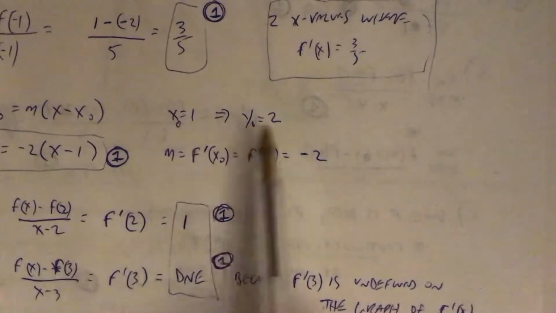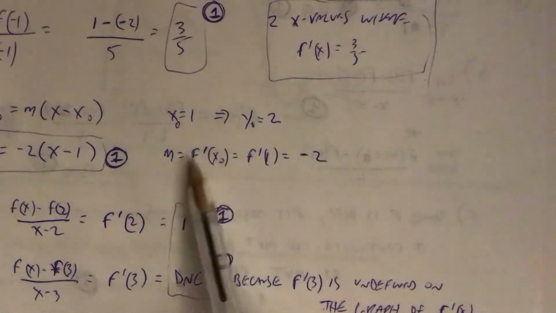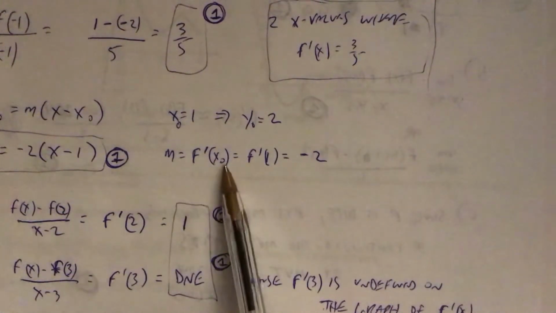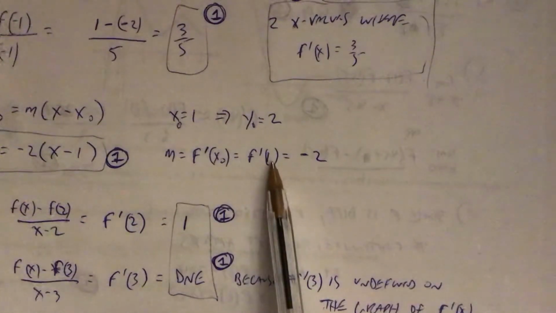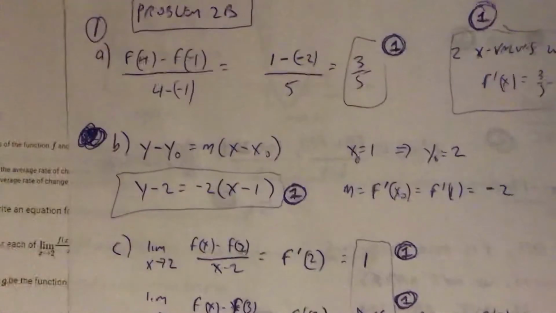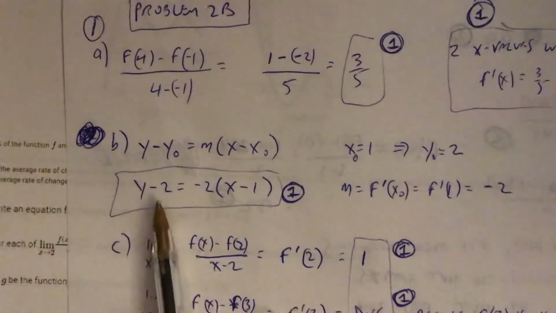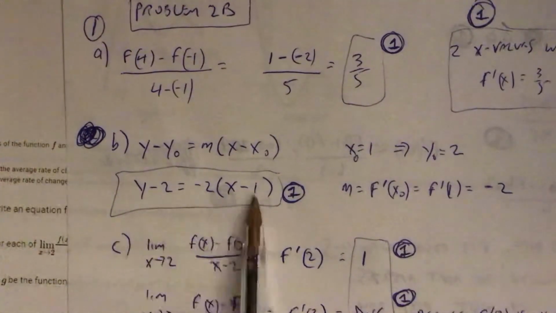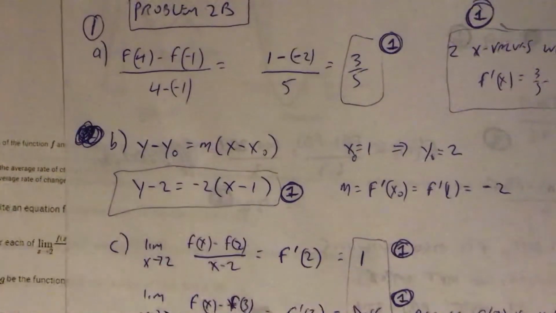So I got the point graphically, and using the graph of the derivative, the slope is the derivative at the x value. The x value is 1, so the derivative at 1 is -2 based on the graph. Then you can just plug it in. The slope is -2, and the point was (1, 2). So there's your tangent line.